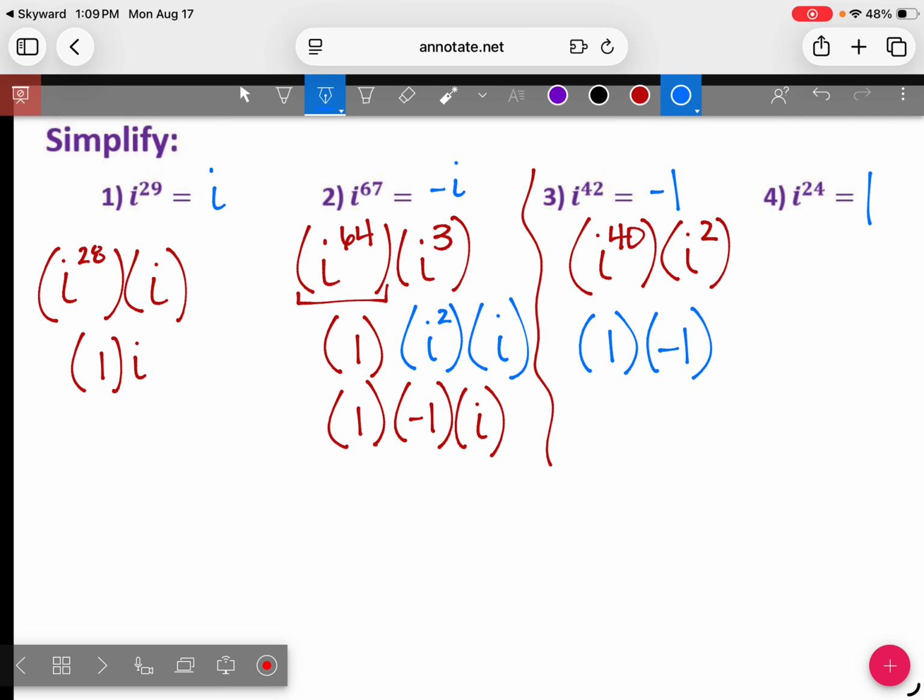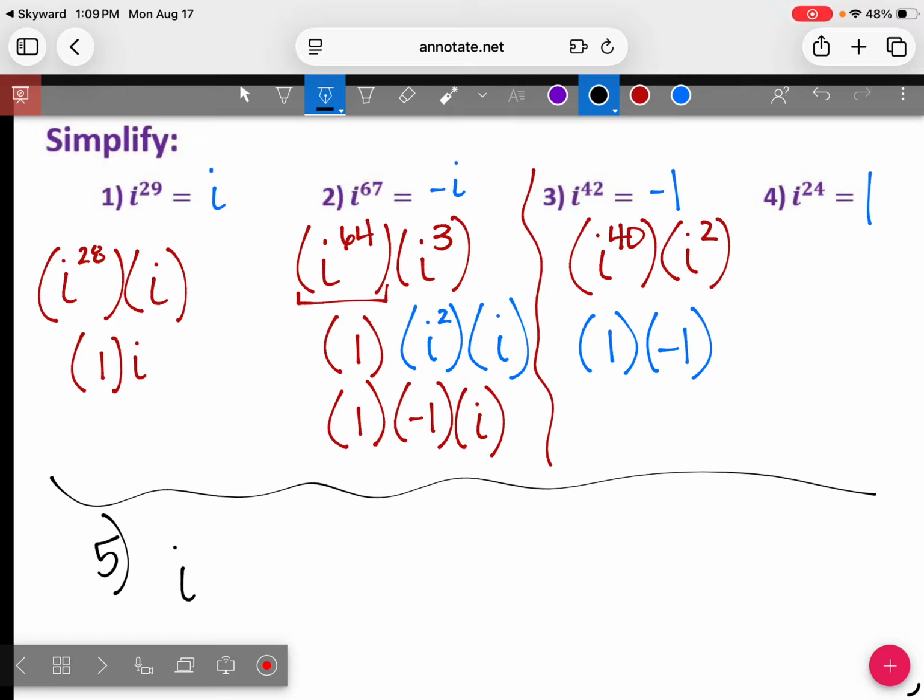All right, I'm going to give you 3 more that I want you to try to do on your own. I'm making these up, so I don't know the answer. So let's see, what number am I thinking of? i to the power of 78. And then i to the power of 95. And then i to the power of 101. So just try. See if you can find those three answers.